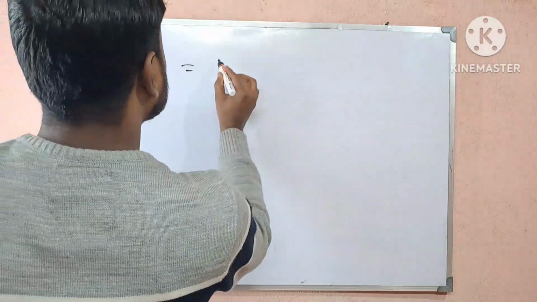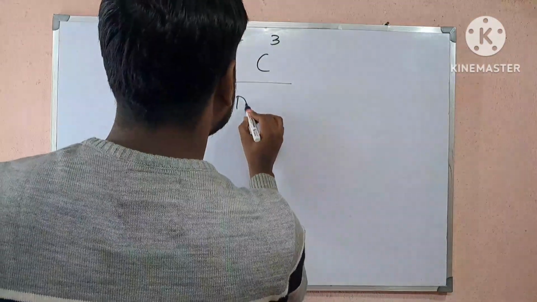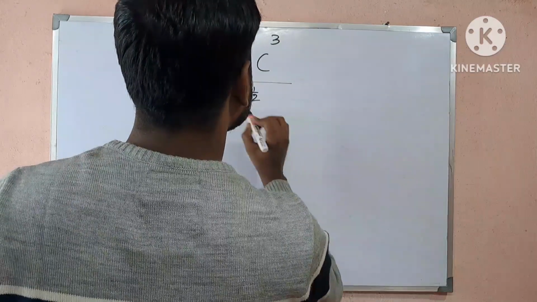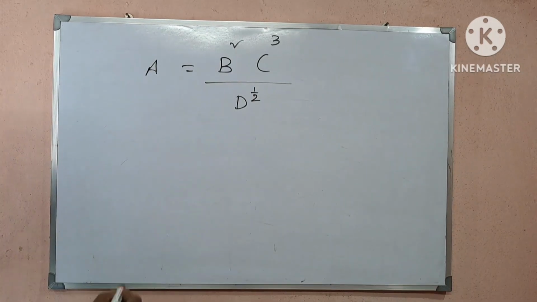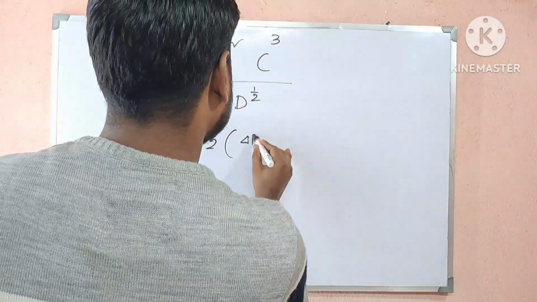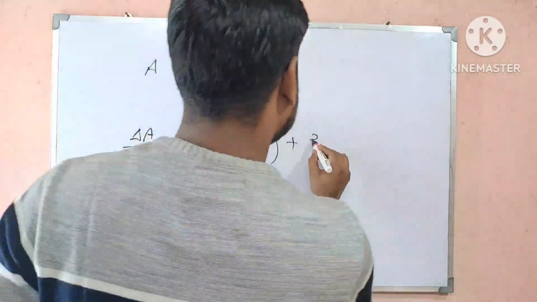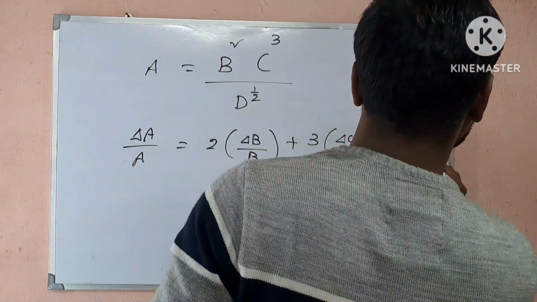Okay. Now I will generalize all these formulas to make it simple. Let's say a few physical quantities, suppose A, B, C, D are related as A equal to B square C cube divided by D to the power half. So what will be the error calculation formula? We have to write delta A by A equal to 2 into delta B by B plus 3 into delta C by C plus half into delta D by D.